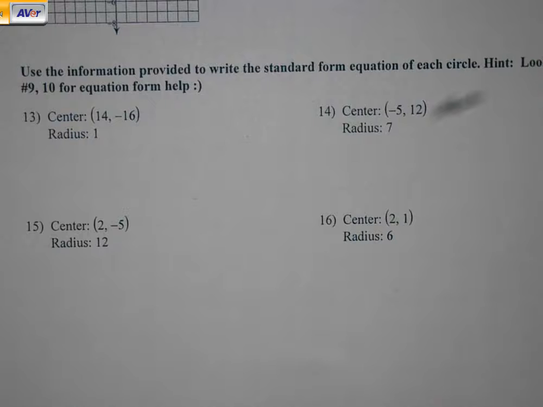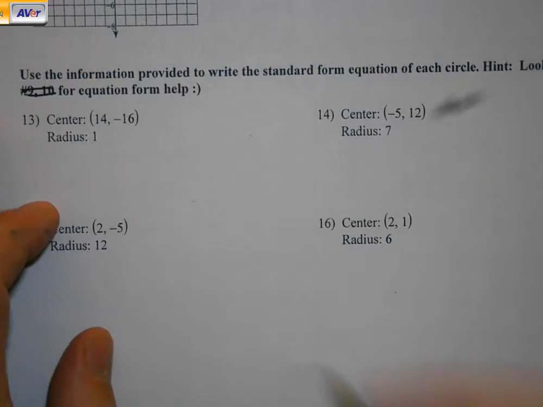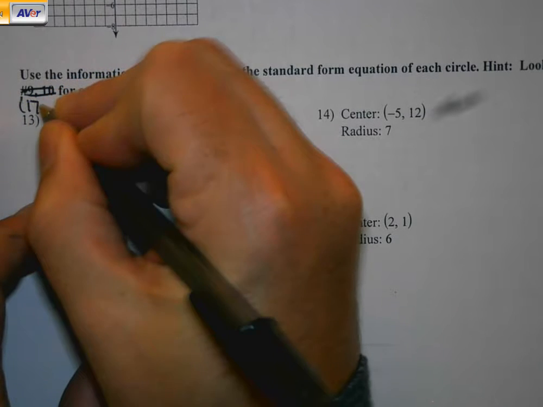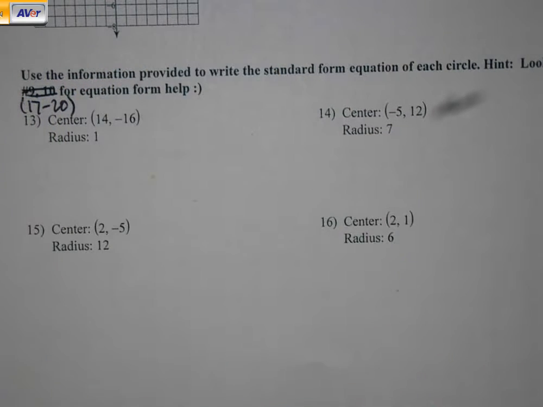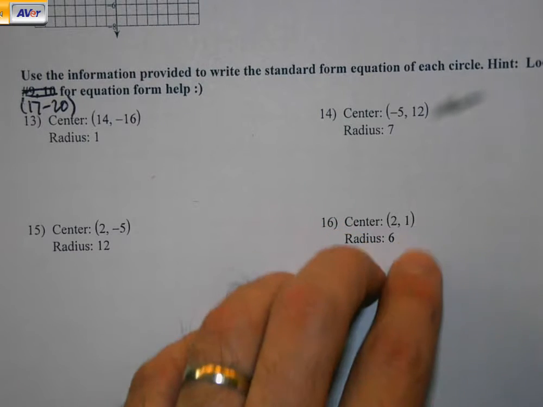Okay. Harty error. This does happen every once in a while. Use the information provided to write the standard form equation of a circle. Harty used the wrong numbers. I should have written 17 to 20 for form help. So some of you, because I'm not writing this formula up anywhere, you're going to have to be able to come up with it. And the quiz itself will be set up the same way.